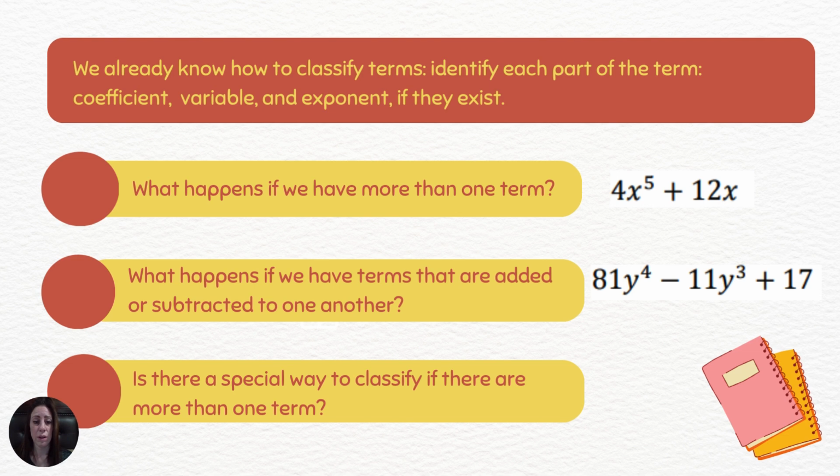Next, I told students that they already know how to classify terms and identify each part of a term based on the coefficient, variable, and exponent if they existed, but I wanted them to think a little bit further. I asked them what happens if we have more than one term. One student said that you could add them. After I asked what happens if we have terms that are added or subtracted to one another, another student said that they get bigger or smaller. The last question I asked is if there is a special way to classify if there is more than one term. One student said we can group them together if they are the same.